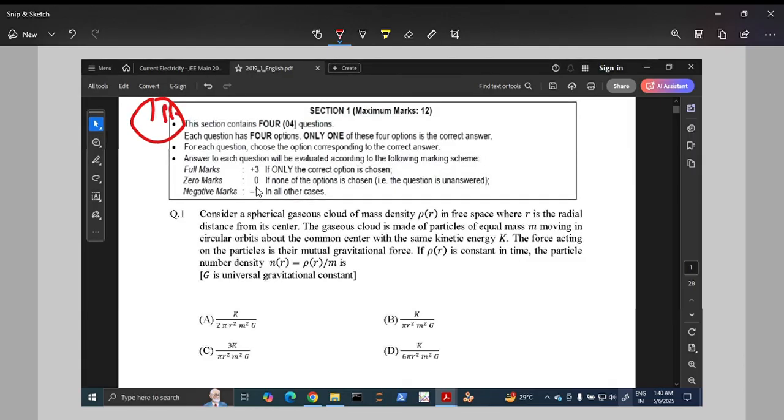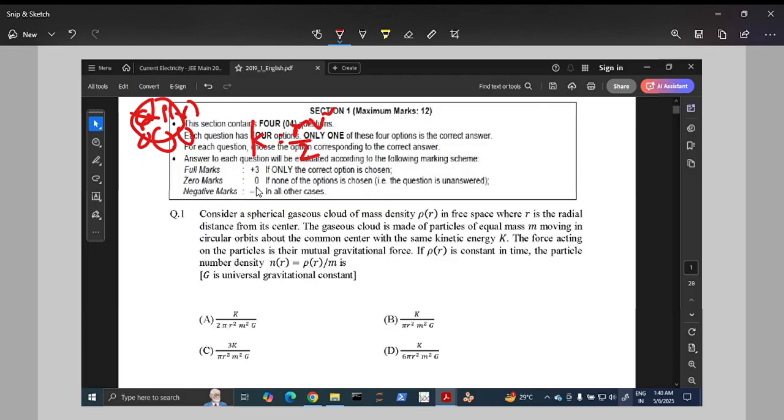This is rho(r), a gaseous cloud of mass density rho(r) in free space, where r is the radial distance from its center. This is r. The gaseous cloud is made of particles of equal mass m moving in circular orbits about the common center with the same kinetic energy K. So K is equal to mv squared by 2.